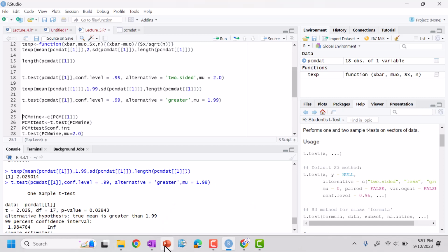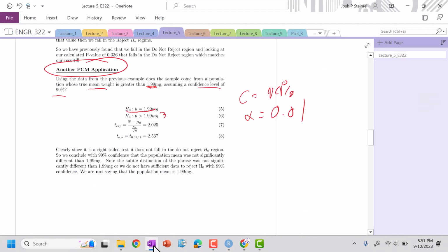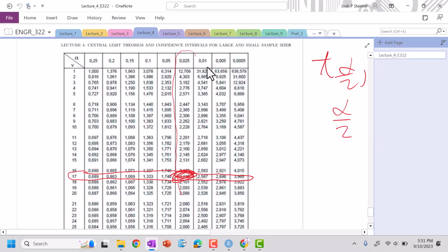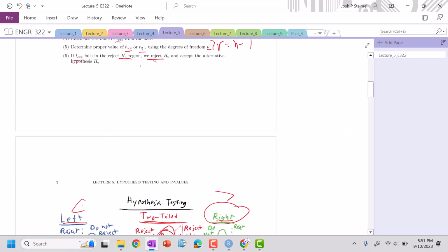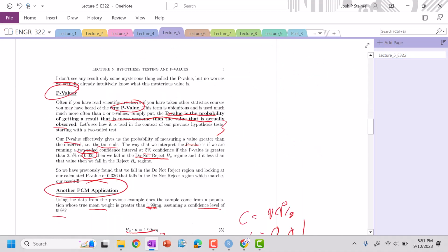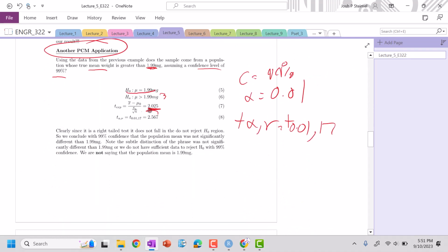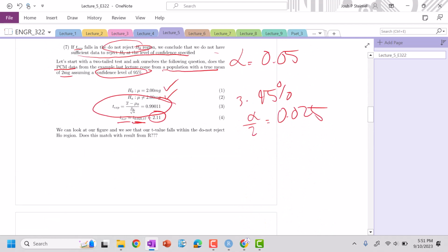Let's see if our confirmation is the same. This would be our t experimental value. Now, t alpha nu is going to be t 0.01, and our nu is still 17. Let's look at that value on our chart. So 0.01, 17, 2.567. Let's go back and see if that is correct. 2.567, excellent.